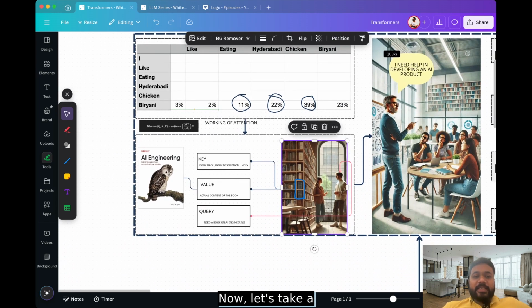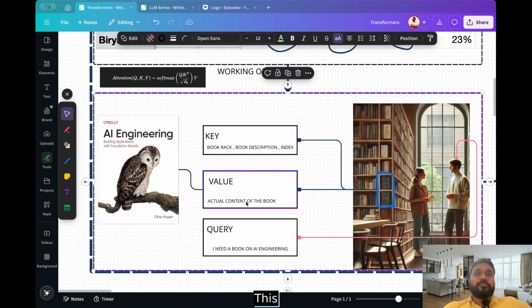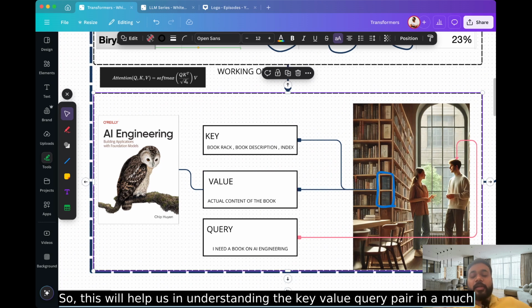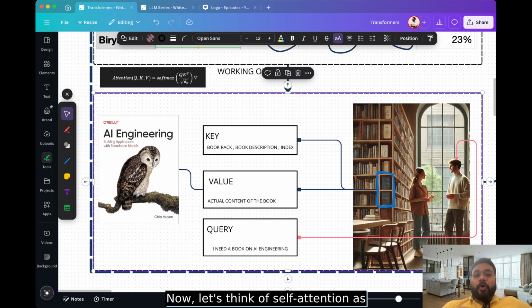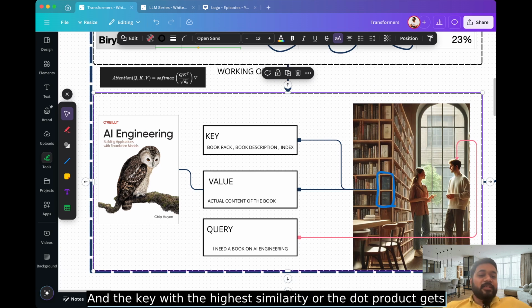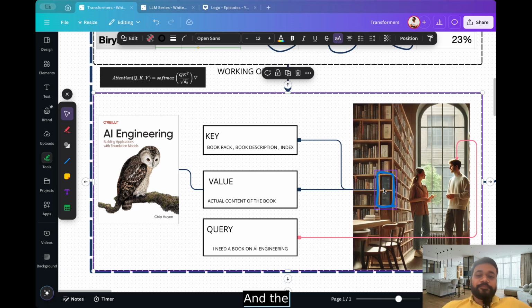Now, let's take a real world analogy, finding a book inside a library. This will help us understand the key value query pair in much more detail. Now, let's think of self-attention as searching for a book in a library. The query over here would be, I need a book on AI engineering, where I create a query that I need a book on AI engineering, right? And the key with the highest similarity, or the dot product, gets the highest attention, right?